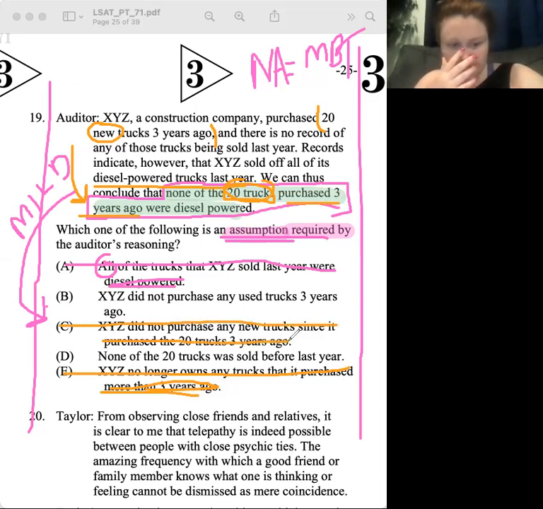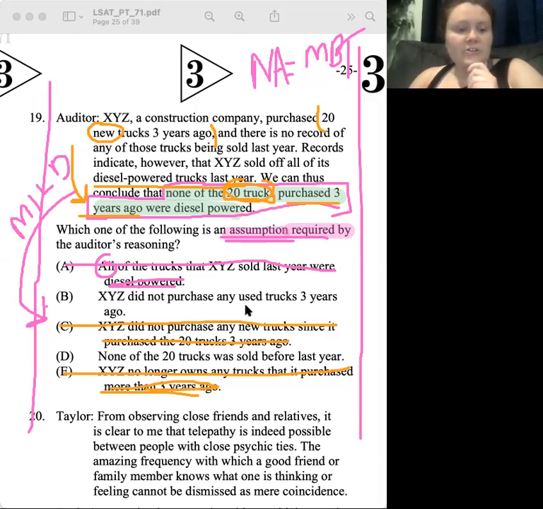And then go ahead and go to B. XYZ did not purchase any used trucks 3 years ago. That would be an assumption, yeah. Why is that an assumption? Because the trucks they're talking about could have been like all the diesel trucks were the used ones that they bought 3 years ago, not new ones.